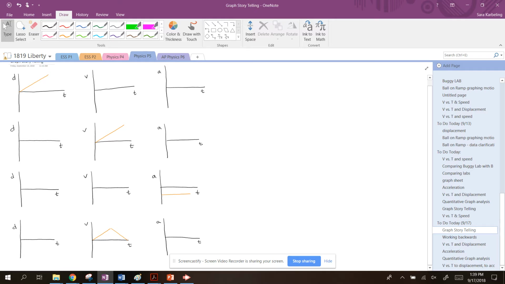Think it through. These translations are a little bit challenging. Remember, as you're moving to the right, you're looking at the slope, right? The slope of a graph determines the values of the next one when you're moving to the right.